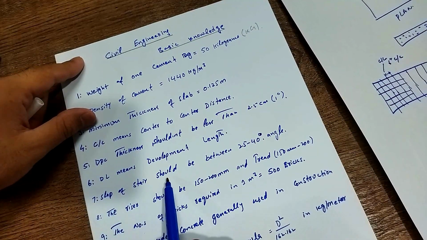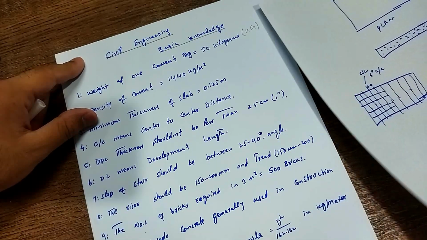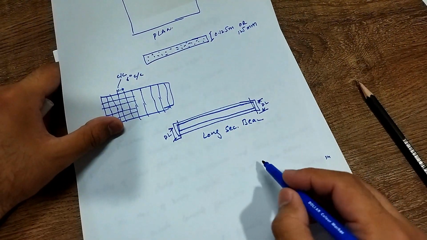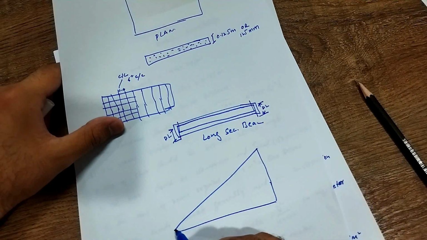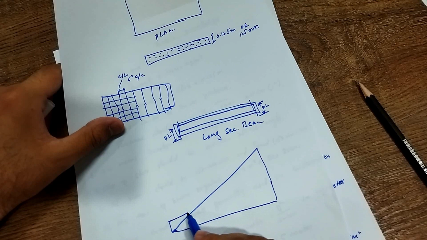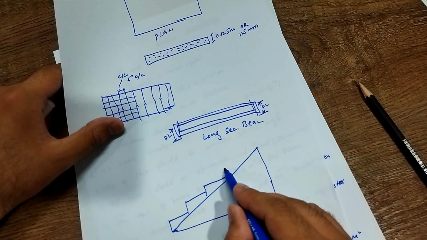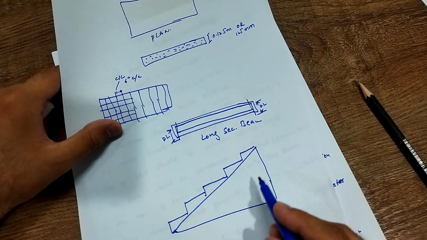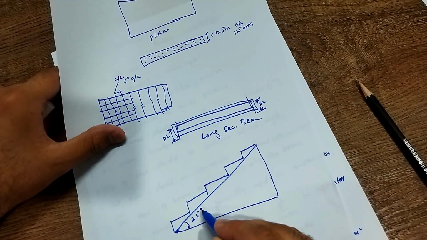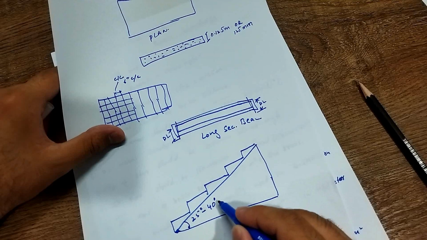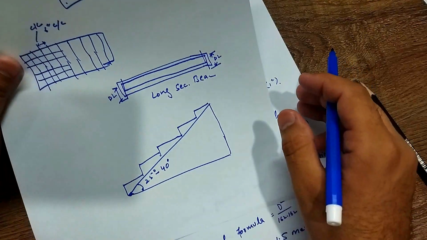Okay, slope of stair should be between 25 to 40 degree angle. Okay, so viewers, the slope of stair, this is the perpendicular, base and hypotenuse. Okay, and this is the stair. And so on. Okay, so this angle should be between 25 to 40 degree, otherwise the people will face more difficulties during going up and down.